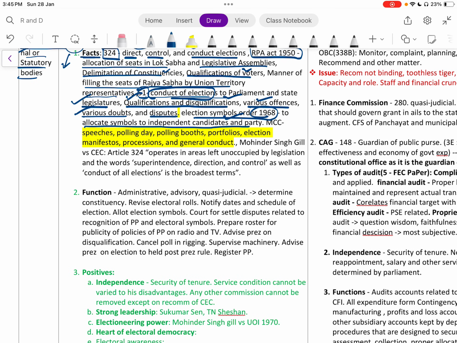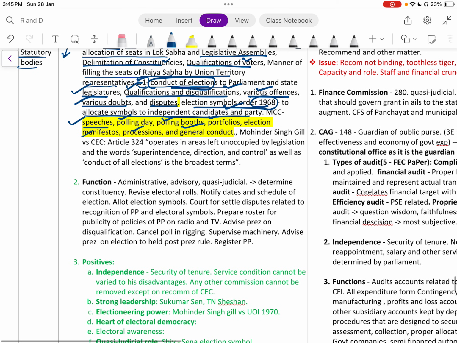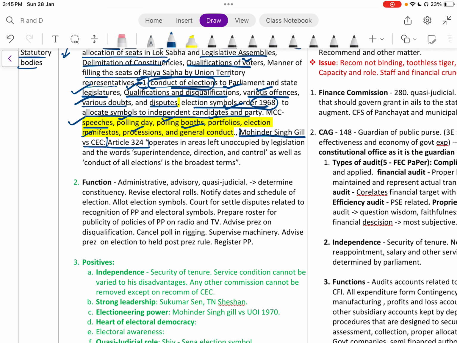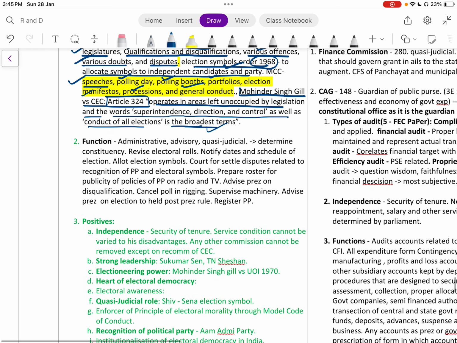Model code of conduct deals with speech, polling day, polling booth, portfolio, election manifestos, processions and general conduct. In Mohinder Singh Gill case versus Chief Election Commission, the court says that Article 324 operates in area left unoccupied by legislation, and the words superintendence, direction and control as well as the conduct of all election is the broadest possible term. Okay. What are the functions? Administrative function, advisory function, and quasi-judicial functions.